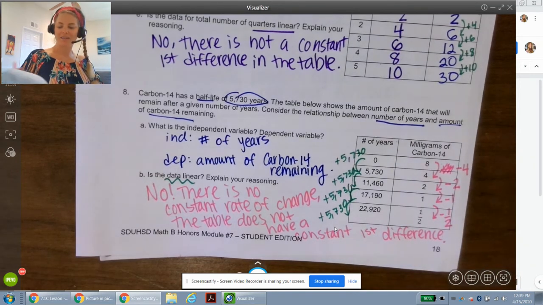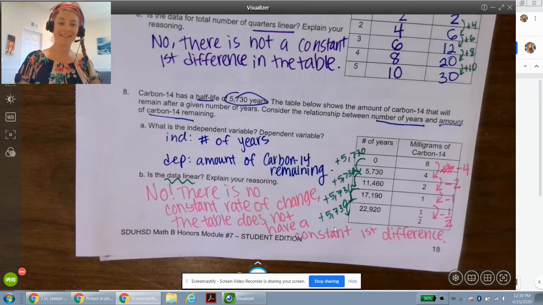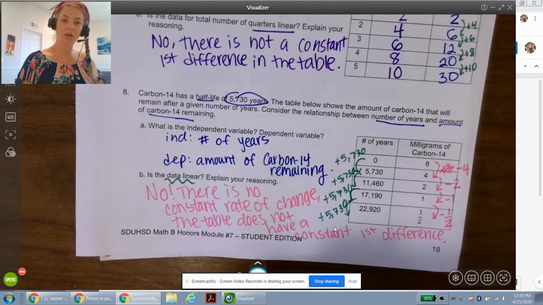Good. Awesome job, you guys. I hope you enjoyed our 7.1c lesson, just exploring a little bit more about functions. And are all functions linear? No. And are all linear relationships functions? Well, no, because remember, it could be a vertical line.